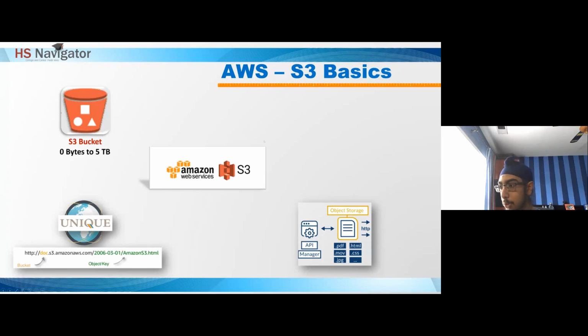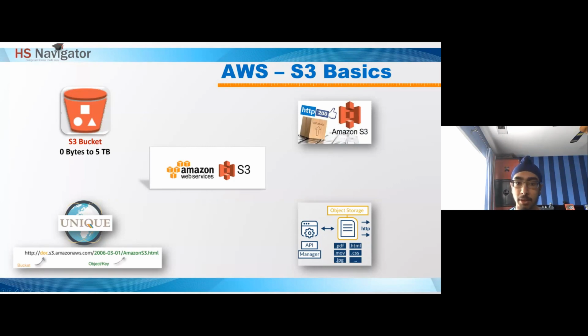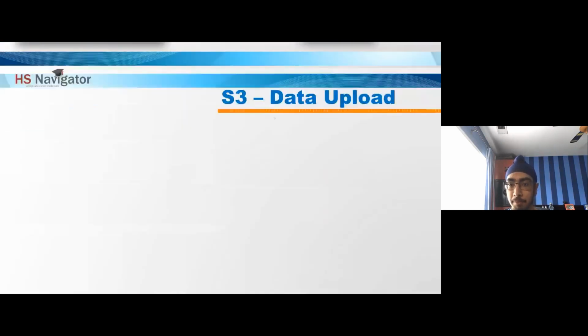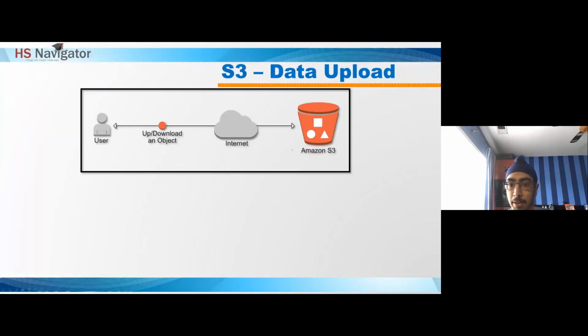You can store multiple types of files across the internet, and since it's hosted over HTTP, when you upload or get files, it sends you a 200 success request back. And the way you upload data to an S3 bucket is, let's say you are the user, then you upload or download a file, because you can both read and write from an S3 bucket. You upload or download an object through the internet.